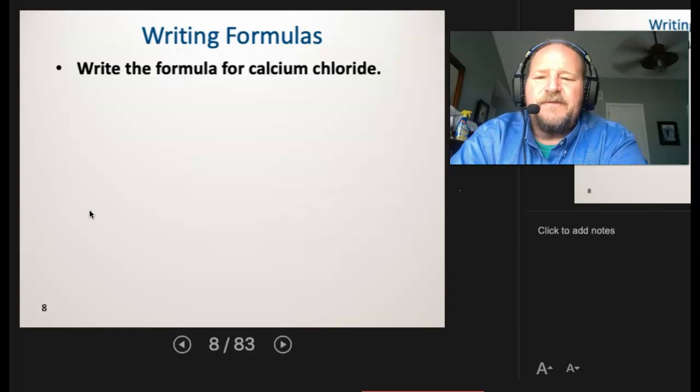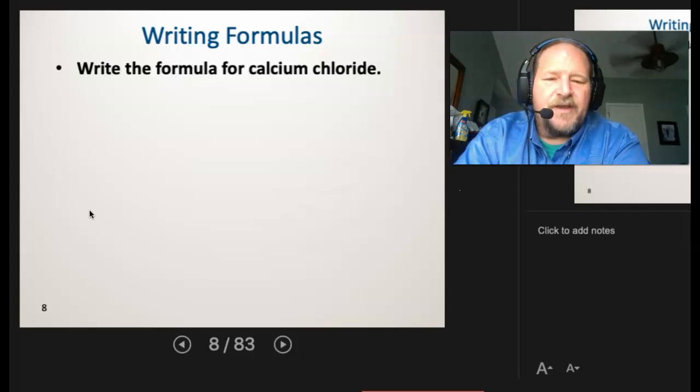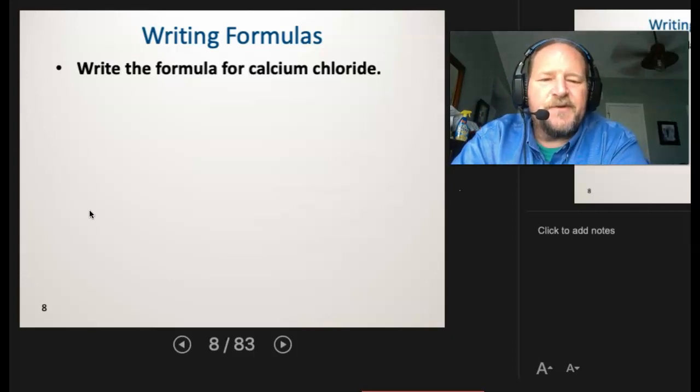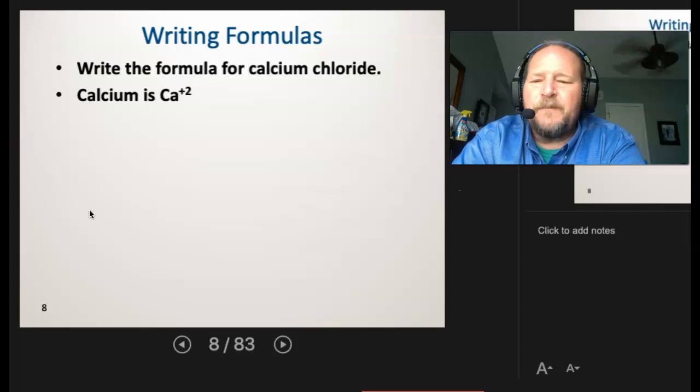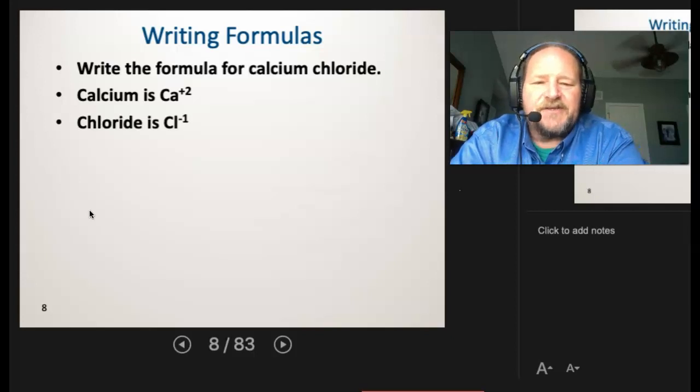So we're going to do the formula for calcium chloride. We'll do it one way mathematically, and then I'll do the crisscross. And you'll see either way you go, you end up with the same answer. So whatever's most comfortable for you is what's going to work. We know that calcium is a Ca plus 2 because it's in group 2A. We know chlorine is a minus 1 because chlorine's in 7A.